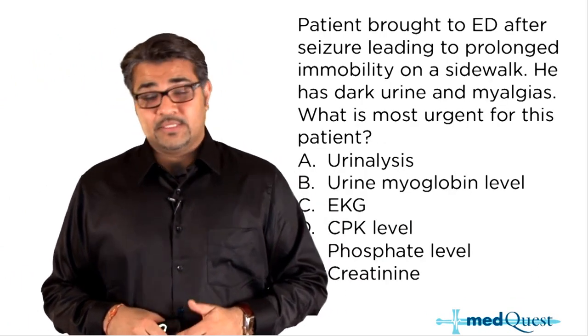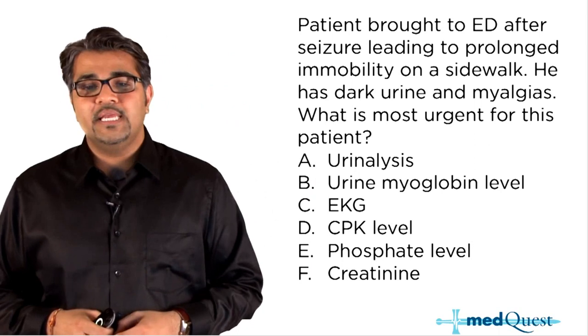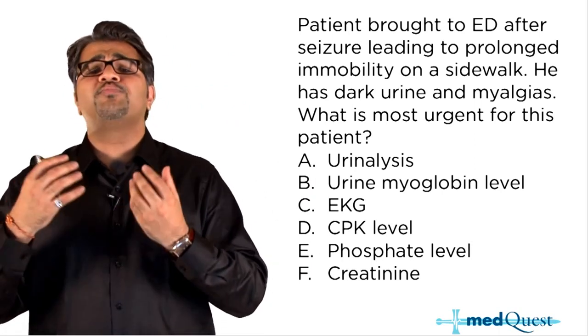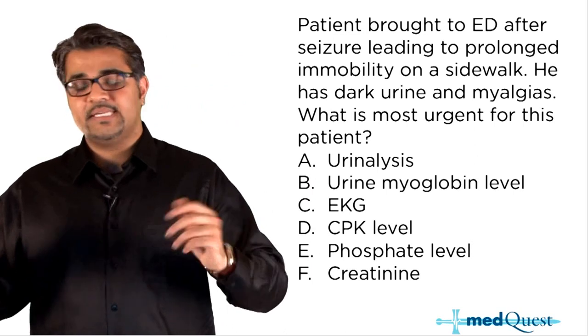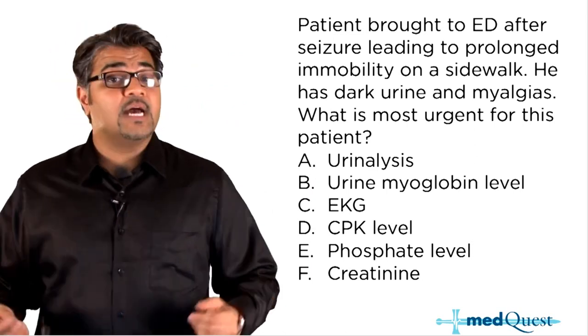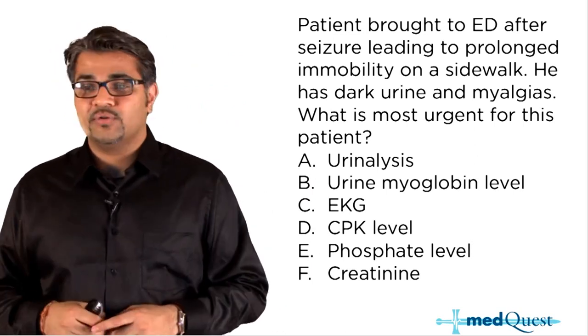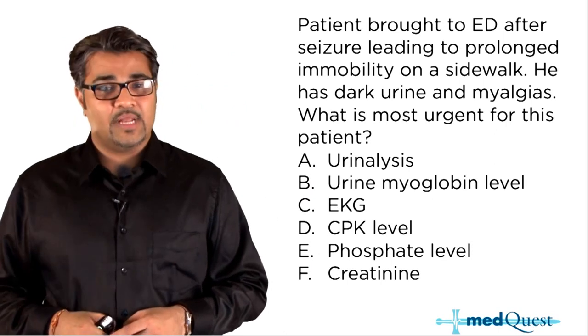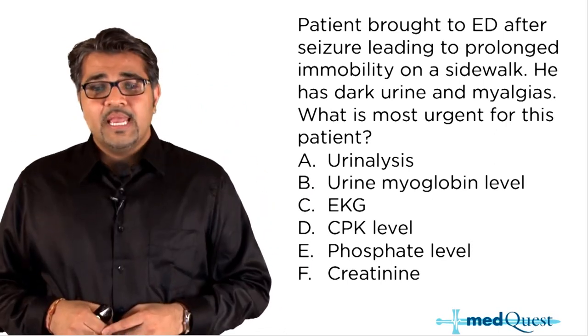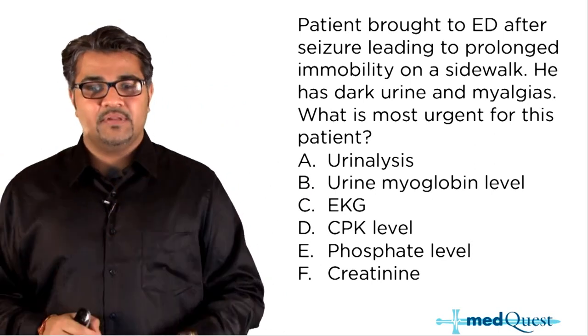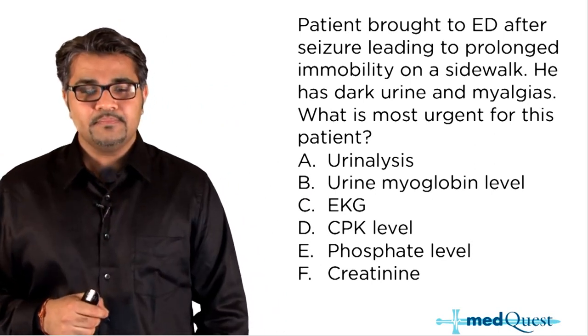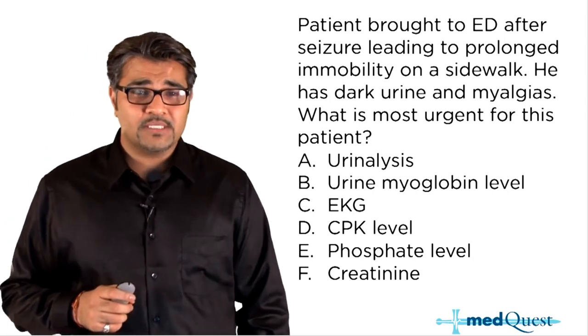Next question. A patient is brought to the ED after a seizure, leading to prolonged immobility on a sidewalk. Why was he on a sidewalk so prolonged? Maybe he was intoxicated. Maybe he passed out after a seizure. In this case, that's what happened. Or maybe it was a combination. He has dark urine and myalgias. What is the most urgent test for this patient? Well, go ahead and pause me and figure it out.